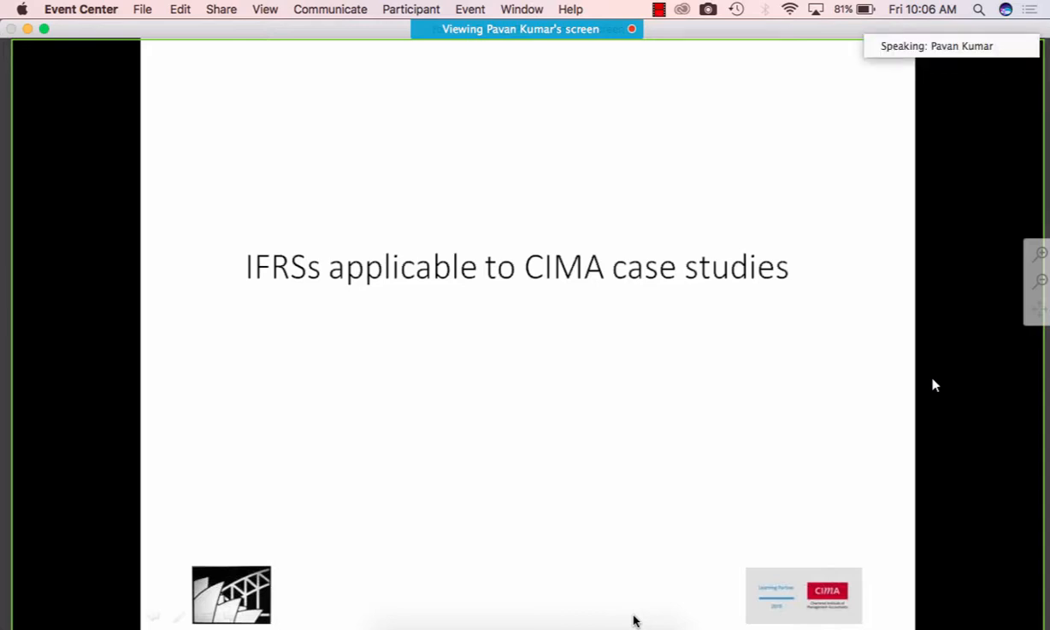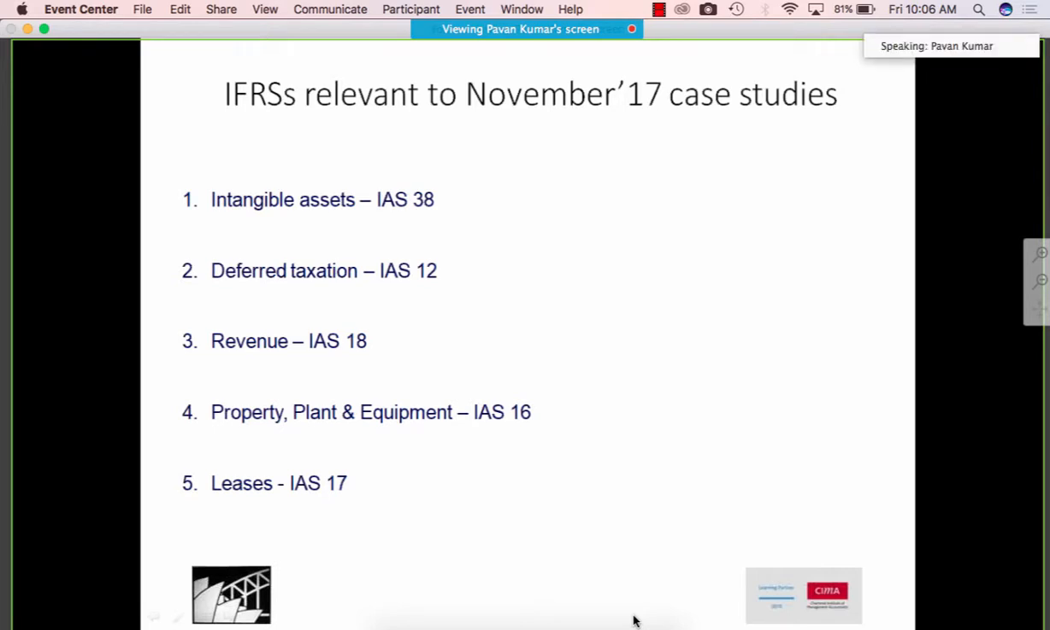Having said that, I would also say that the list that we are going to present is not an exhaustive list. If you're able to identify and apply more standards to any of these case studies, please go ahead and do that. So what we thought are relevant here are intangible assets IAS 38, deferred taxation IAS 12, revenue IAS 18, property, plant and equipment IAS 16, leases IAS 17.